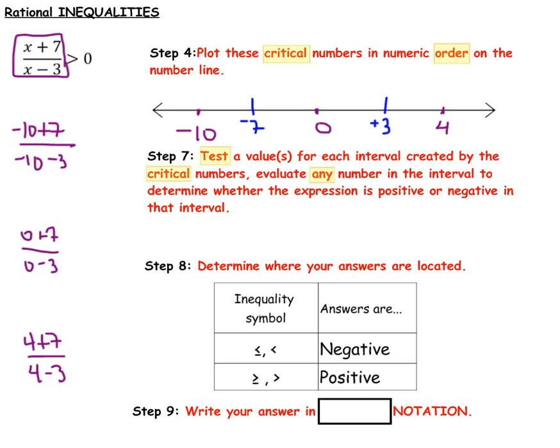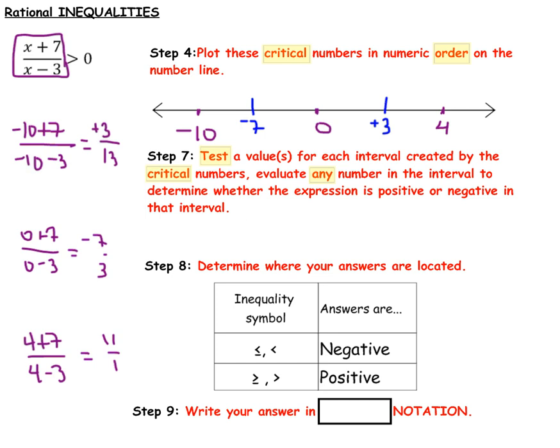Now, when I type it into my calculator, it's going to tell me what the value is. Okay, this one's going to come out to be negative 3 over negative 13, which happens to be positive 3 over 13. This one is going to be negative 7 over 3. And this one is going to be 11 over 1.